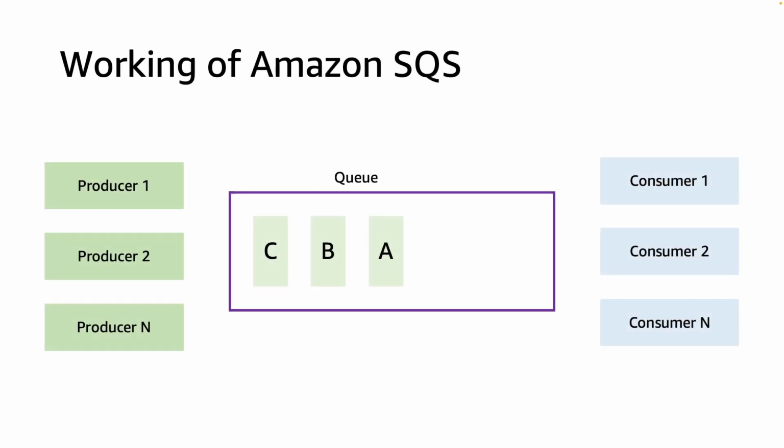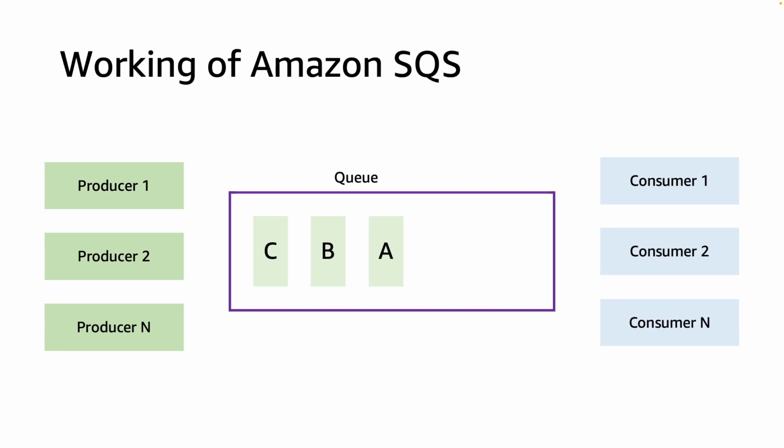Now let's take a look at the working of Amazon SQS. There are three concepts first. Producers: a producer can be any upstream service which is producing the event or message for you. Queue is offered by SQS, and it is where you are putting your events and sending your messages. And consumers can be downstream services which will take these messages and consume them from the queue. So hopefully this is clear.